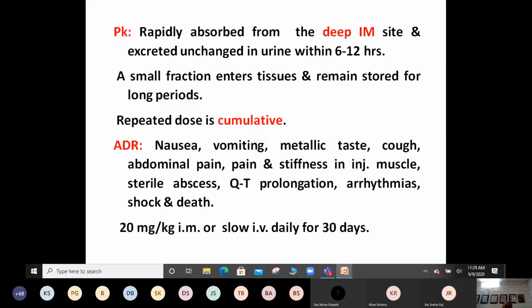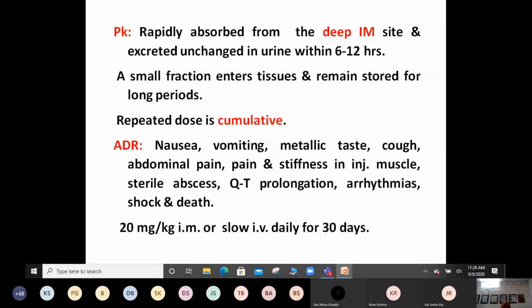What are the adverse drug reactions? Even though the drug is given parenterally, it causes nausea, vomiting, metallic taste, cough, abdominal pain, and particularly pain and stiffness in the injected muscle. As I said, it is highly irritant to the muscle. Even though you give it deep into the thick muscle, that is the gluteus maximus, it causes pain at the site of action and stiffness in that muscle.